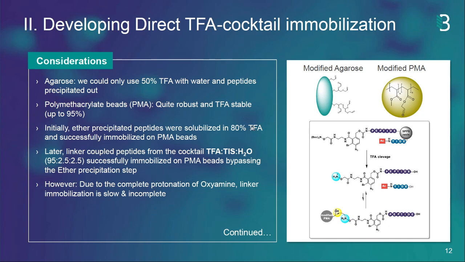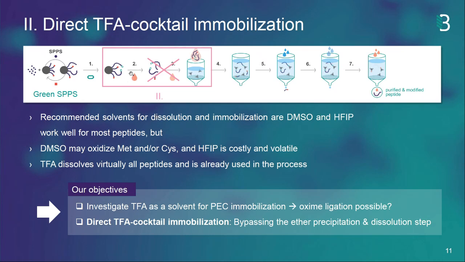So then we tried to immobilize our linker-coupled peptide on modified PMA beads by solubilizing the linker-coupled peptide in TFA. It worked quite nicely. The immobilization worked quite nicely. Then we thought, why can't we use the direct cocktail, just avoiding all the precipitation step, directly immobilizing the cocktail mixture to the filter materials?